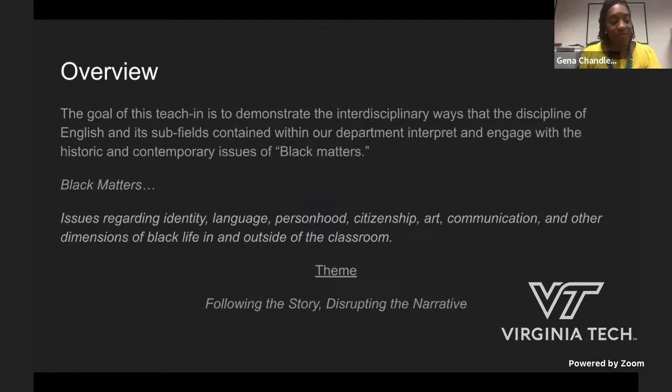So the goal of this teach-in is to demonstrate the interdisciplinary ways that the discipline of English and its subfields contained within our department interpret and engage with the historic and contemporary issues of what we're calling Black Matters. By Black Matters, we mean issues regarding identity, language, personhood, citizenship, art, communicated in all aspects and dimensions of Black life in and outside of the classroom. And our theme for this evening will be following the story and disrupting the narrative.